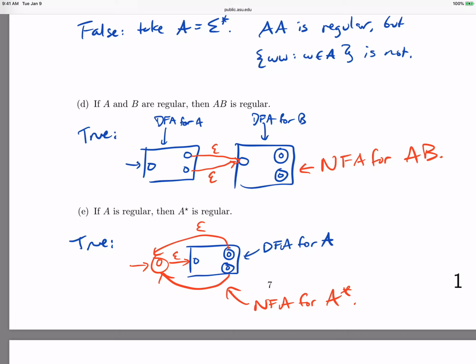What if we had a regex for A and a regex for B? What do we do with the regexes? Stick them together. That's a lot easier. If you wanted one for A for part E, then just parentheses with a star on top, and then you're done. And then now you have a regex for A star.